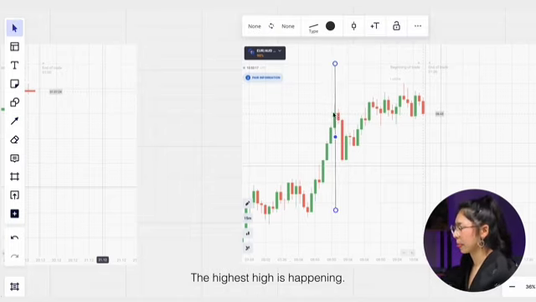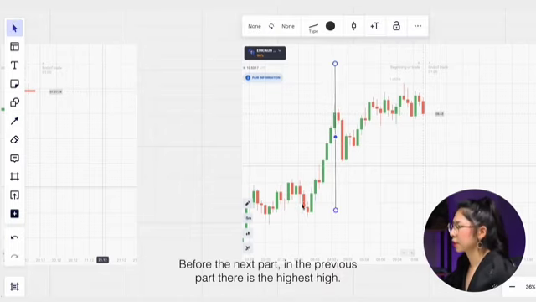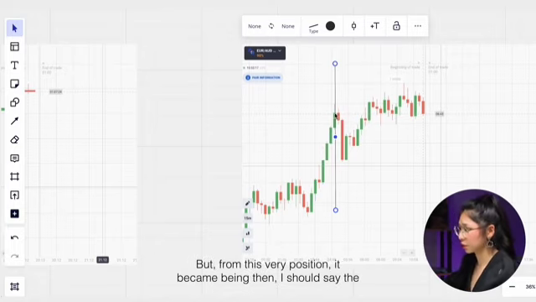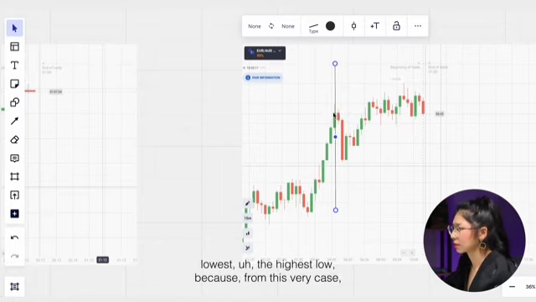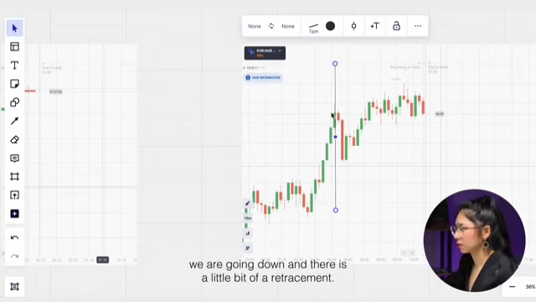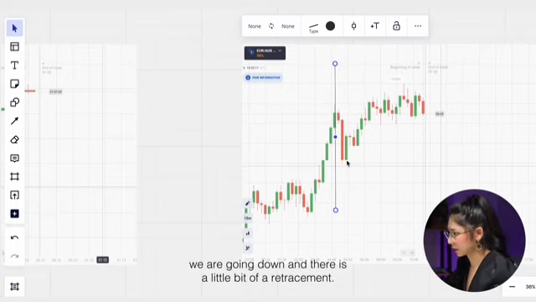if you see, when we're positioned on the highest high here, the highest high is happening. In the previous part there is a highest high, but from this very position it became, I should say, the highest low, because from this case we are going down and there's a little bit of retracement.